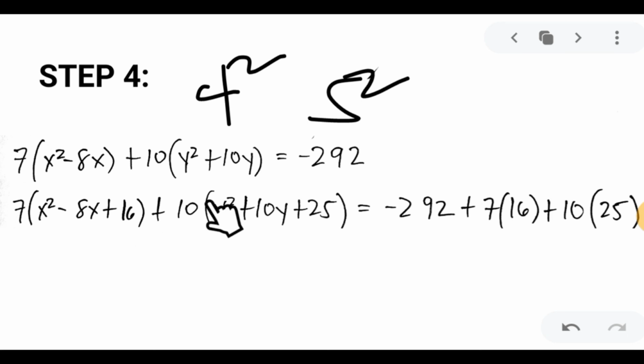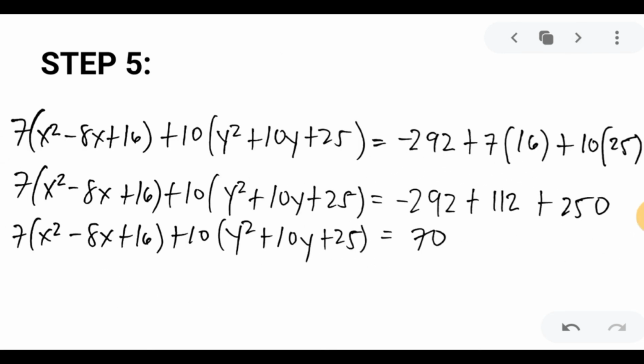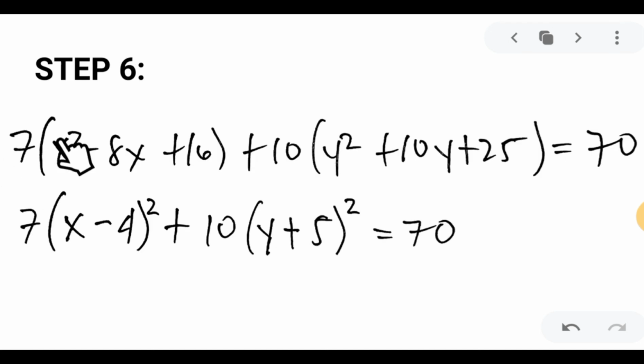So whatever you added here, you will also add on the right side of the equation. So that is negative 292 plus the common factor of x, which is 7, multiplied to the 16, the last term of the trinomial, and then plus 10, the common factor of the y group, and then multiplied to the 25 or to the last term of the trinomial, that is 25 here. Then step 5, you have to simplify the equation, that is 7 times 16 equals plus 112, 10 times 25 is plus 250, then perform the operation, negative 292 plus 112 plus 250, that is 70. This is the new equation. Then for step 6, you have to convert the perfect square trinomials into the square of binomial.